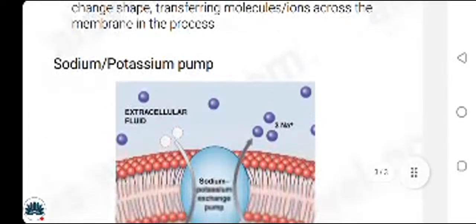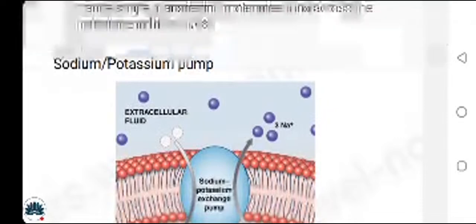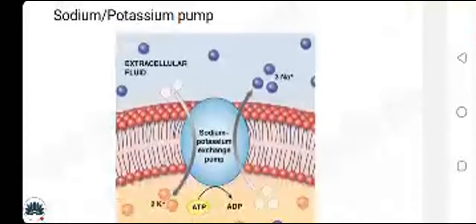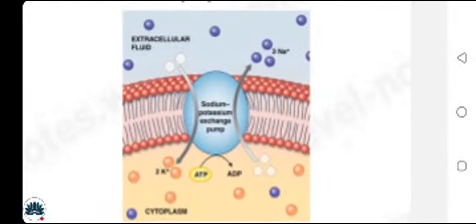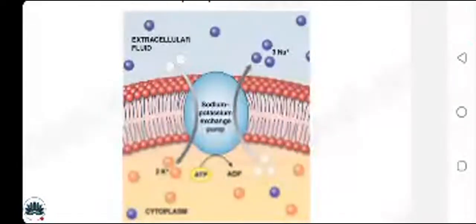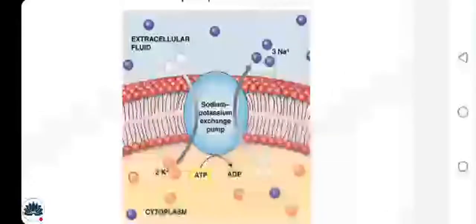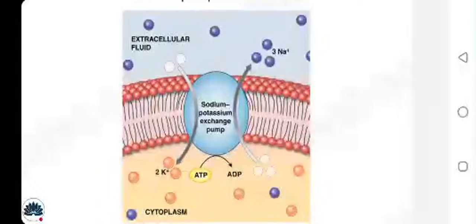Now, understanding the sodium potassium pump. As you can see in this figure, the extracellular fluid and the cytoplasm are visible to you. Cytoplasm means intracellular fluid. The sodium potassium exchange pump uses ATP. Three molecules of sodium move out, and two molecules of potassium move in. From the extracellular fluid, the two molecules of potassium enter the cytoplasm, and three molecules of sodium move out of the cell membrane.